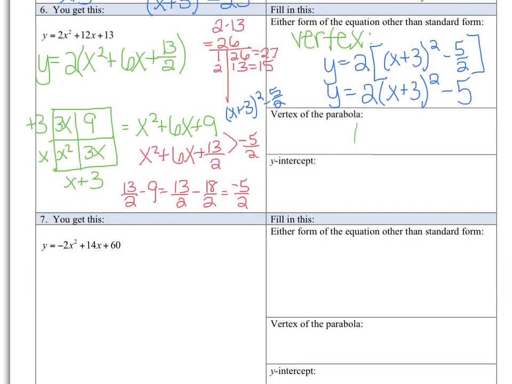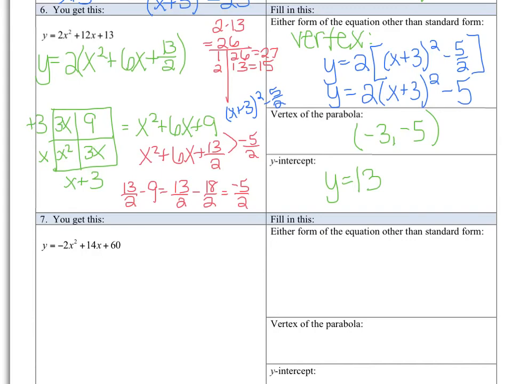So the vertex is going to be negative 3, negative 5, and my y-intercept is when x is 0. I can just take my standard form, and if you remember, this is going to be 0, 0. My y-intercept is just going to be 13. So I can write y equals 13 as my y-intercept.